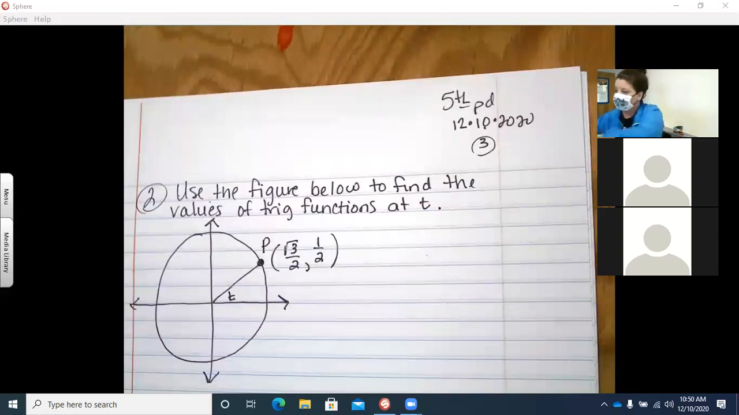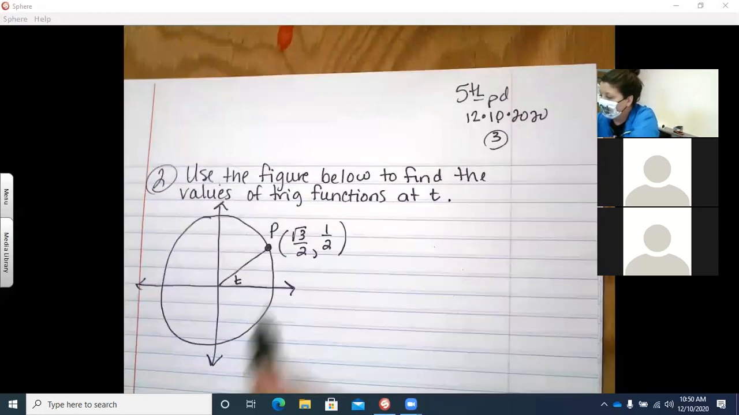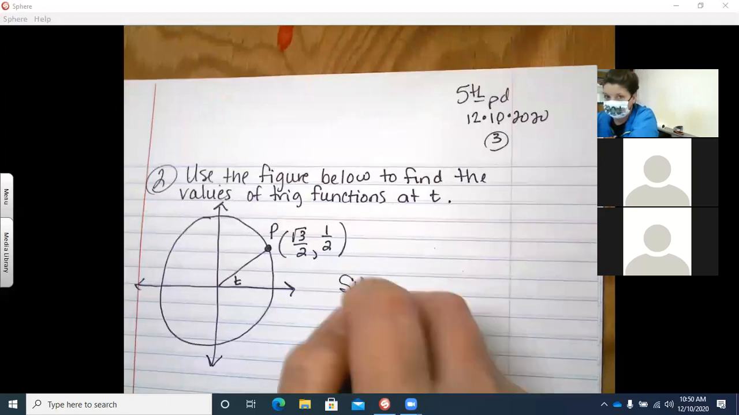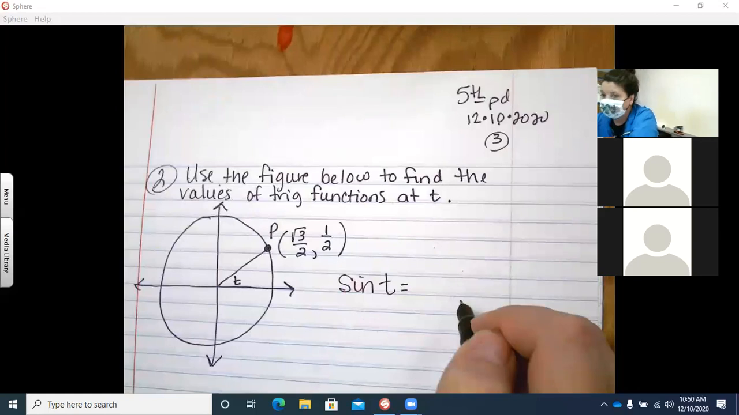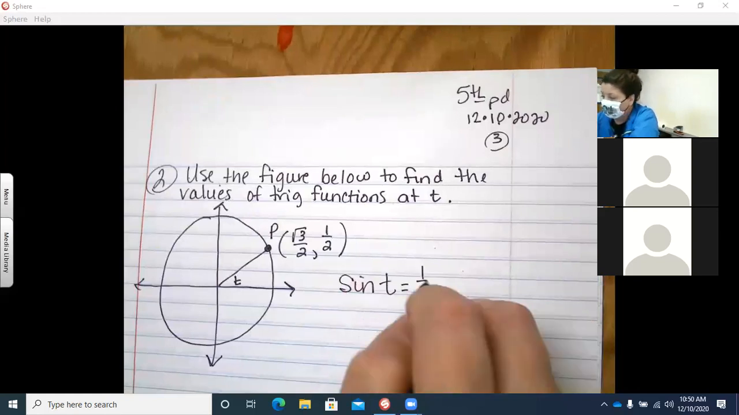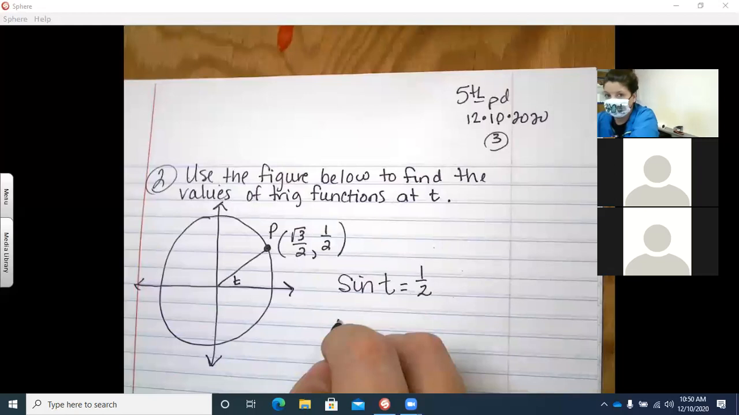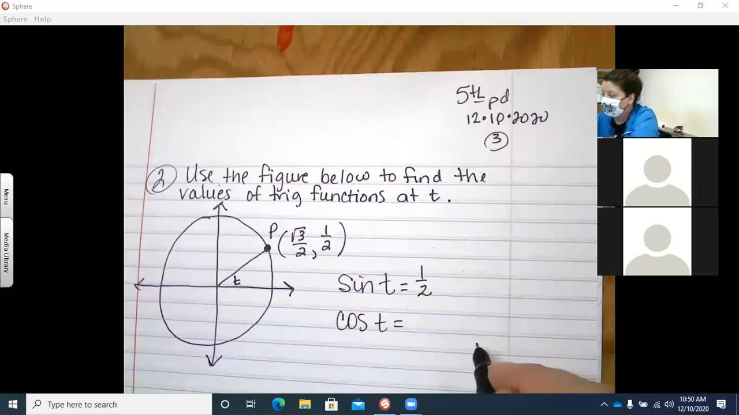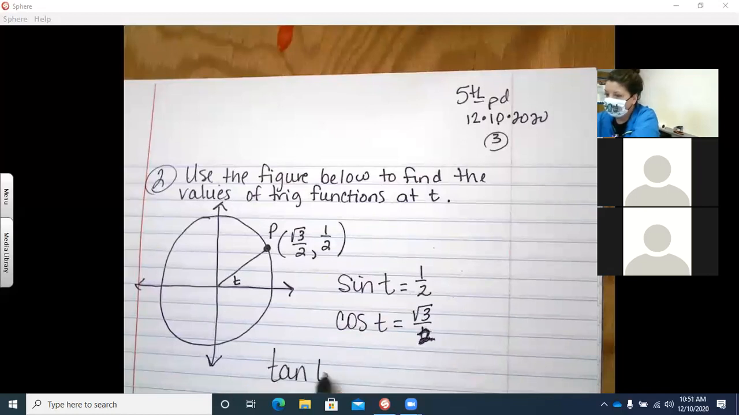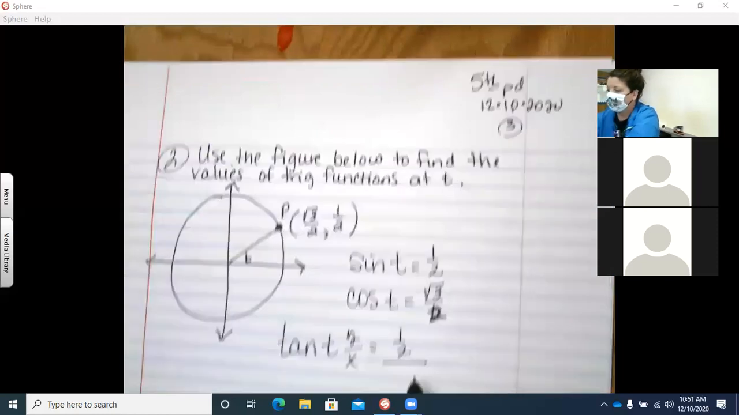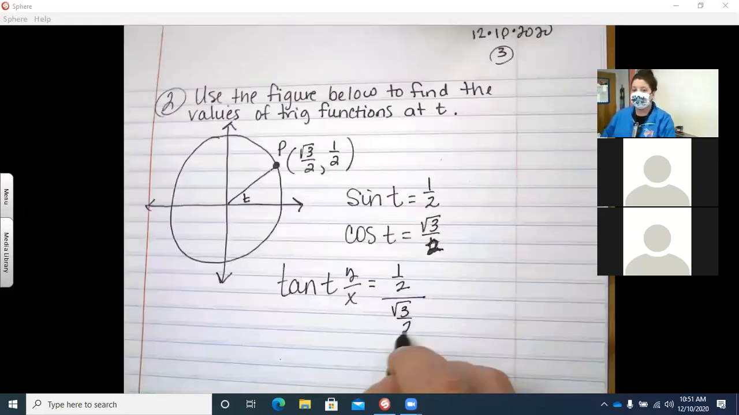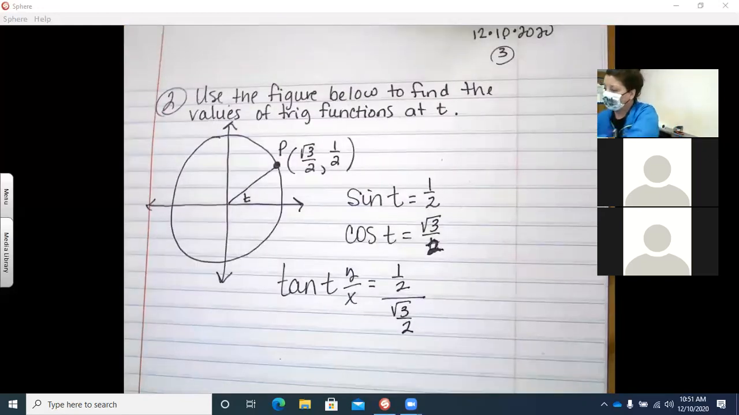All right, well, what is the sine of t? 1/2. 1/2, thank you. What is the cosine of t? Square root of 3 over 2. And the tangent at t, we know tangent is your y divided by your x, right? 1/2 divided by square root of 3 over 2. And we will multiply the numerator and denominator of the large fraction by what? 2.